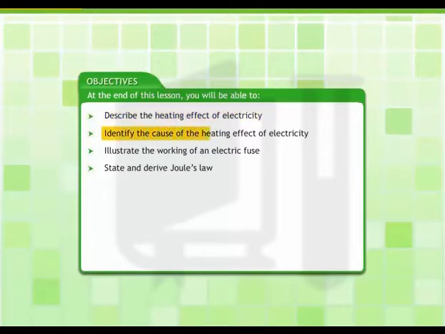identify the cause of the heating effect of electricity, illustrate the working of an electric fuse, state and derive Joule's law.